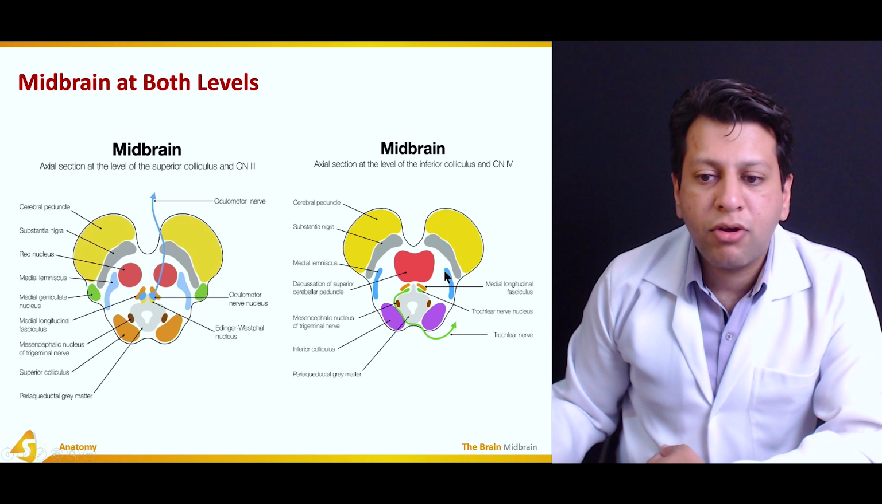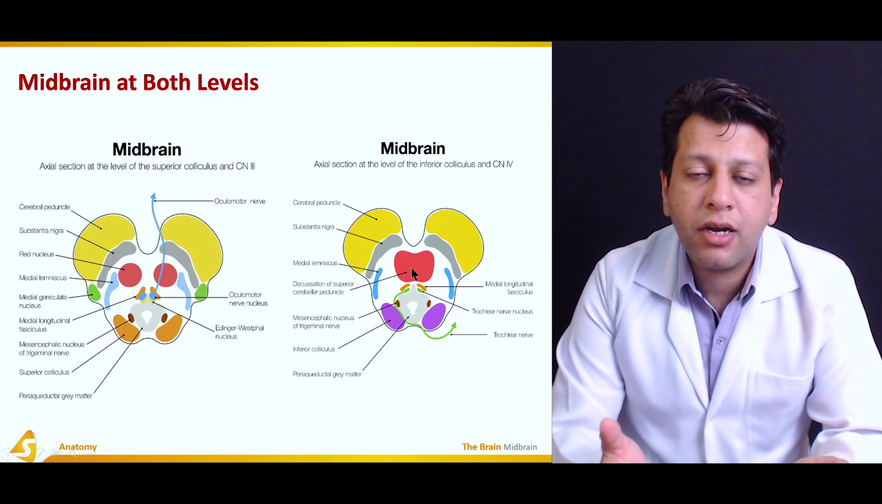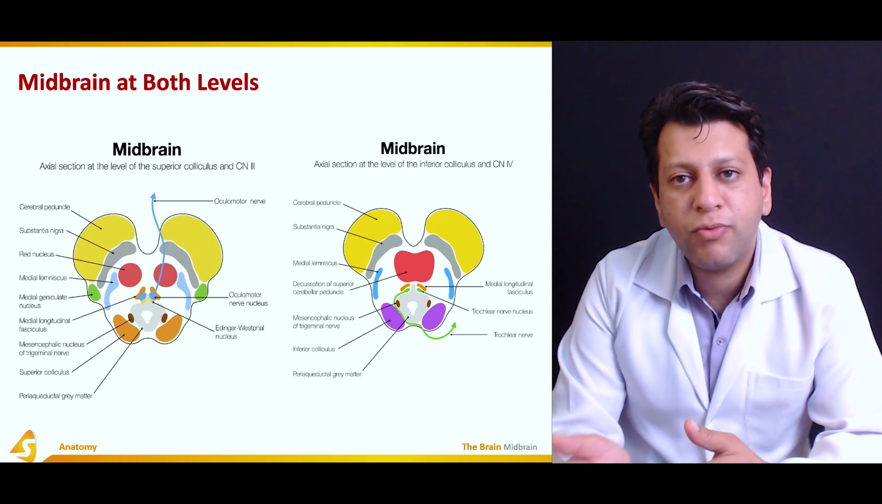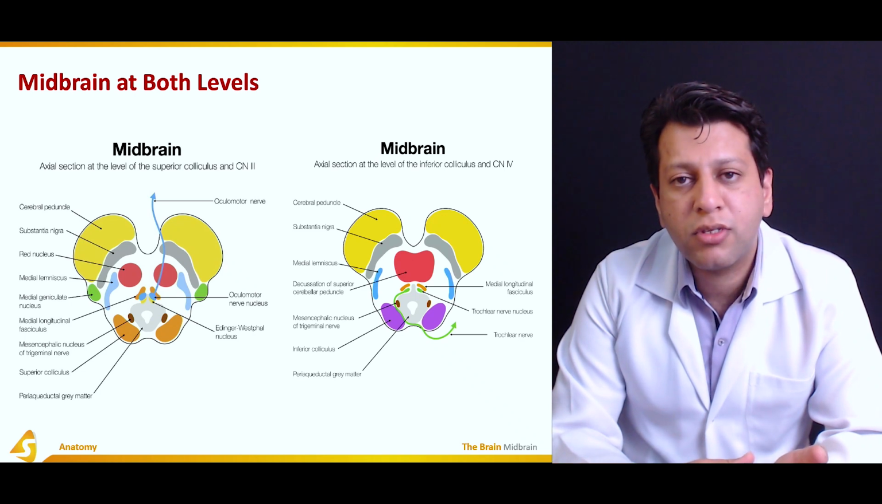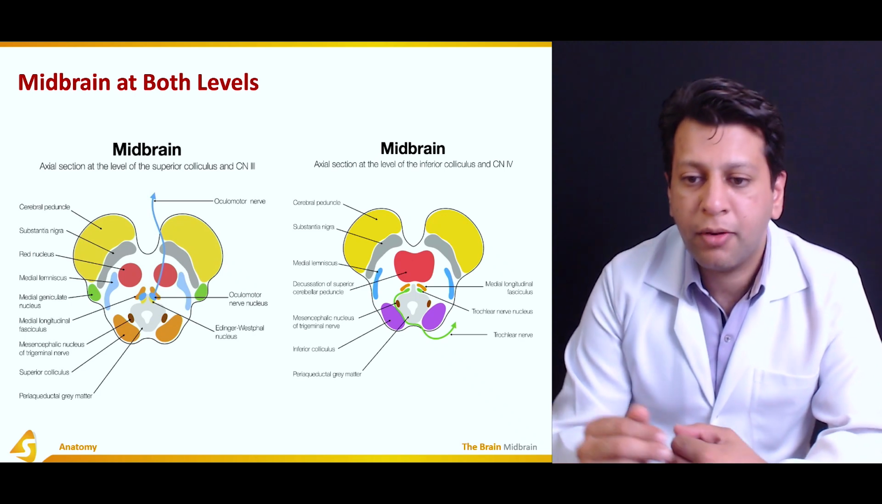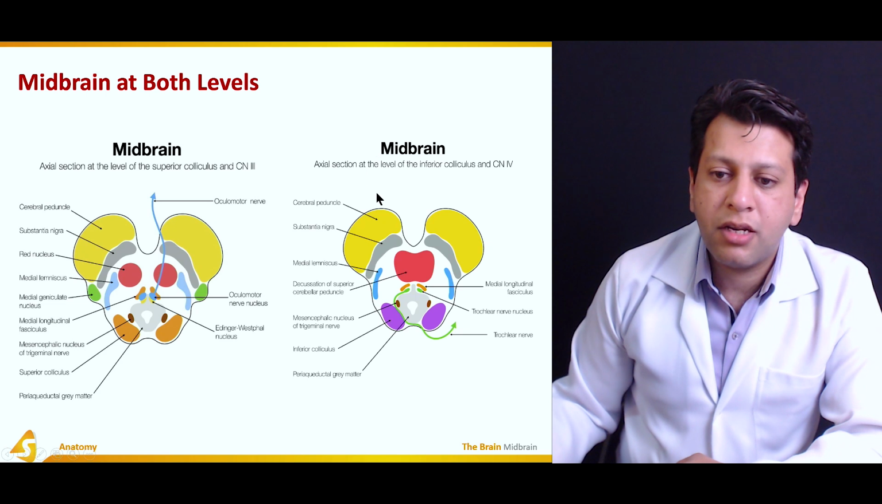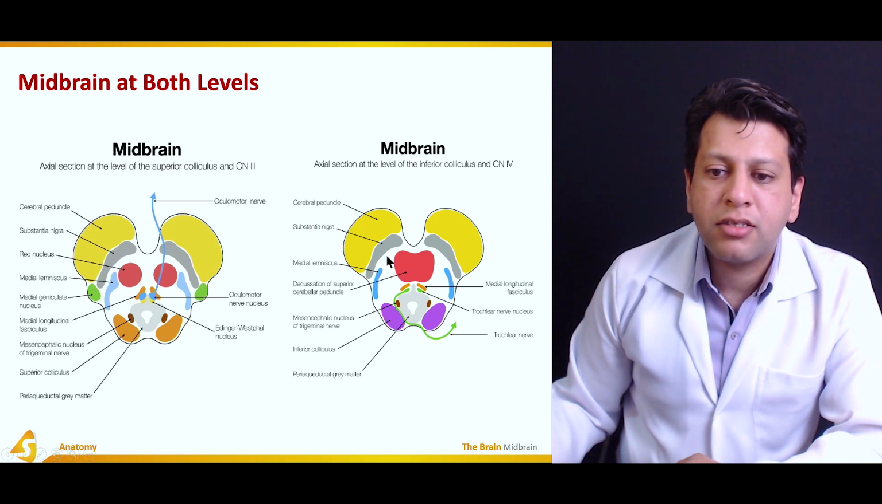There is a medial longitudinal fasciculus present, and at the level of the inferior colliculus there is a decussation of the superior cerebellar peduncles. The superior cerebellar peduncle connects the midbrain with the cerebellum, and there are fibers coming from the cerebellum and going towards the opposite side that decussate over here. Then this is the cerebral peduncle, and this is the substantia nigra, which also has a role in this.